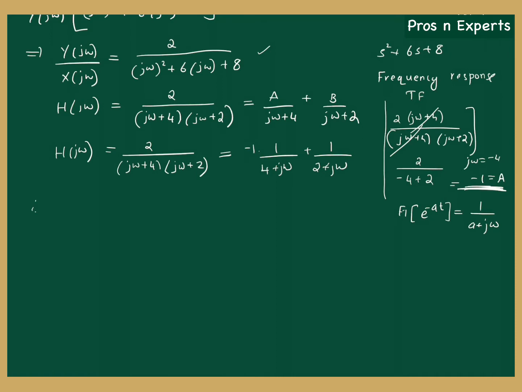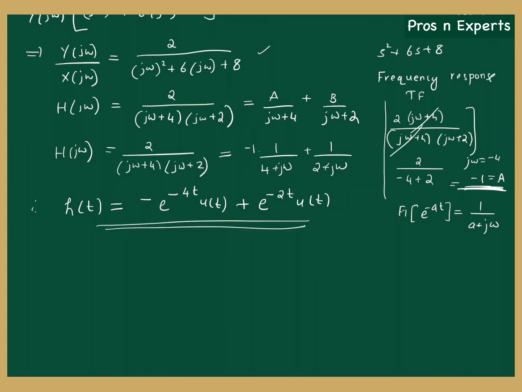So we can write, therefore, h of t is the inverse Fourier transform of h of j omega, which is our impulse response that you have to find out in the question, is minus e raised to minus 4t u of t, right, plus second term is e raised to minus 2t u of t. So that is the final answer of this question.